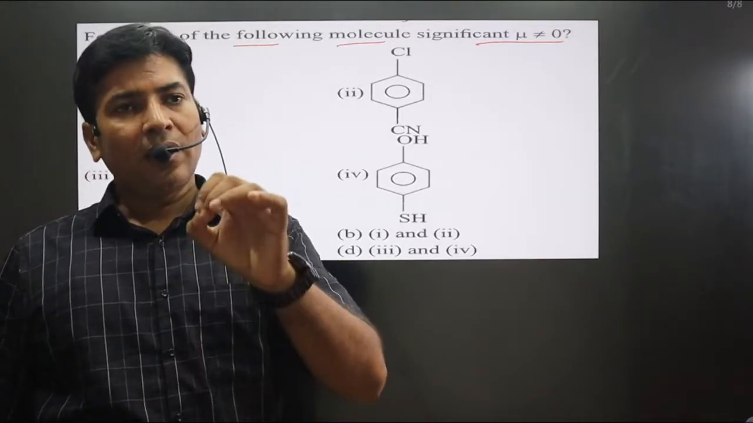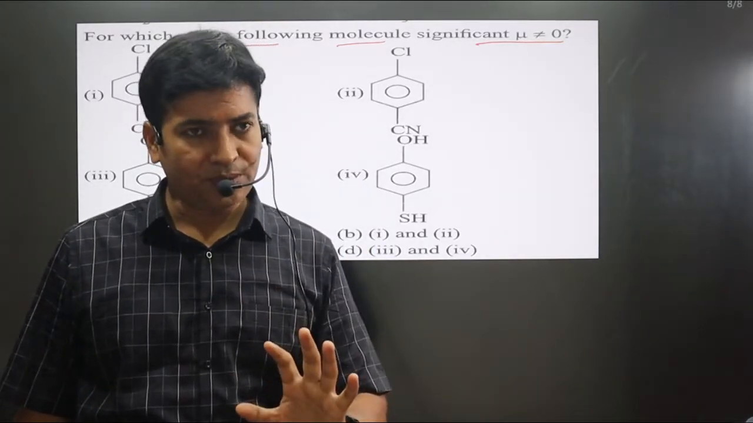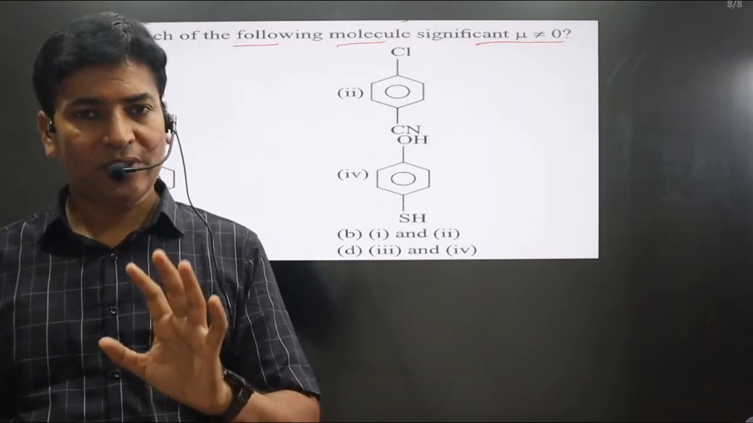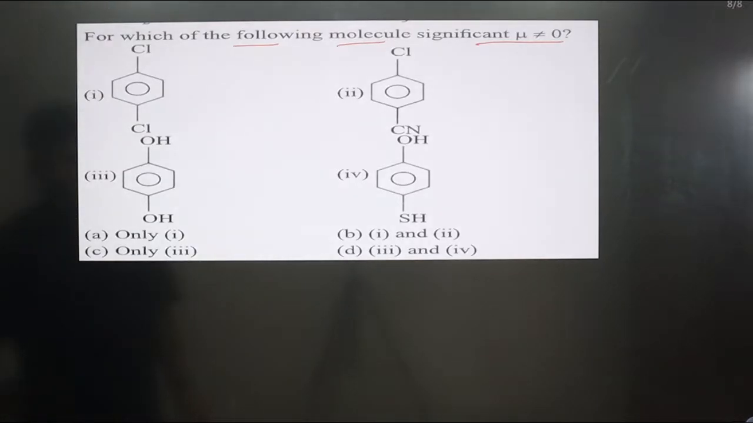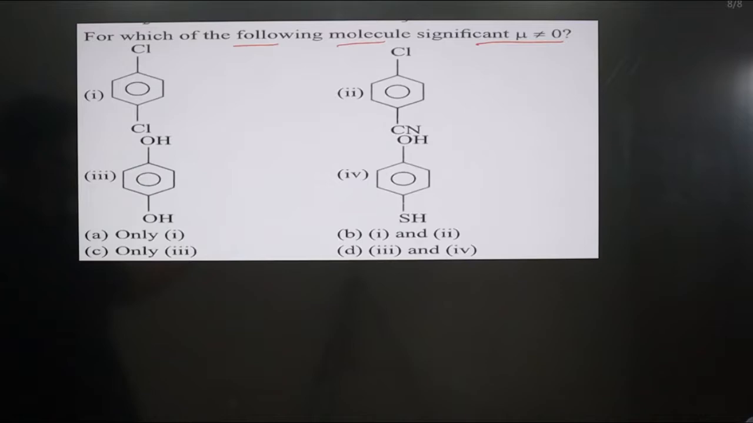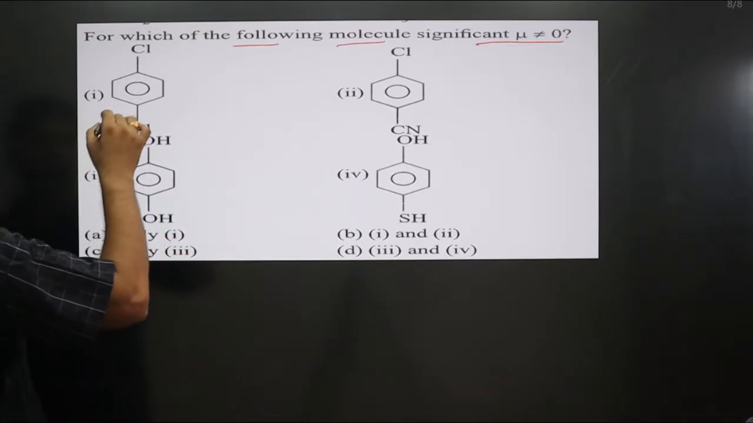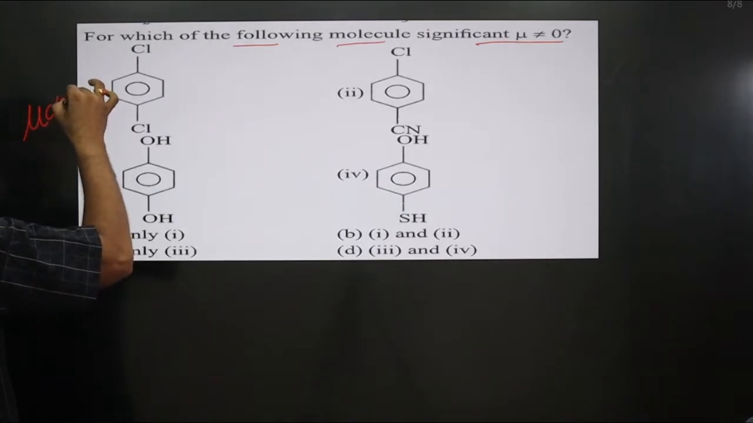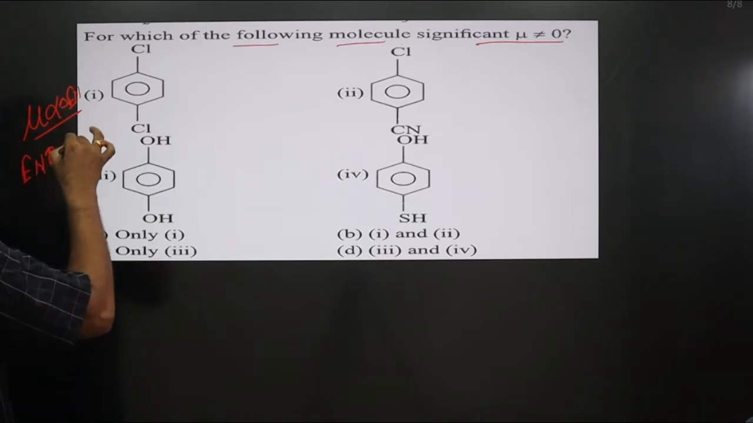Another point: if the central element in a molecular compound has a lone pair, its dipole moment will always be non-zero. Pay attention carefully. You can see benzene, benzene, benzene, benzene. Based on the benzene, we cannot determine the dipole moment because similarity is there. Now we have the electronegativity difference. Always keep in mind, dipole moment is directly proportional to electronegativity difference. The higher the electronegativity difference, the higher the dipole moment.